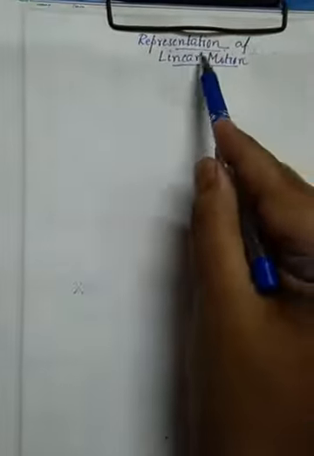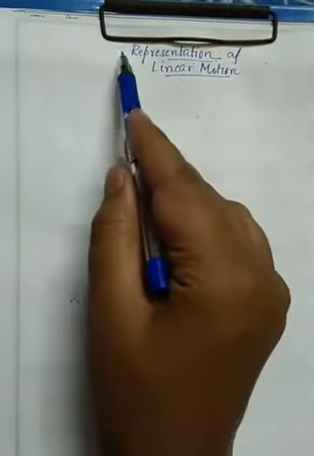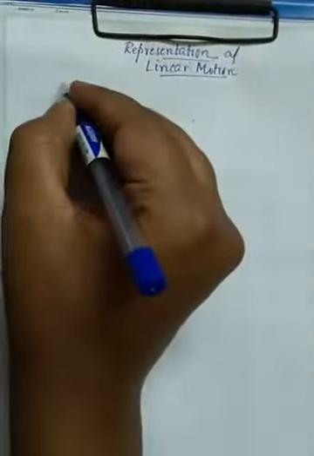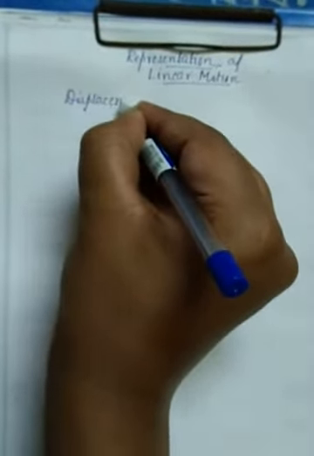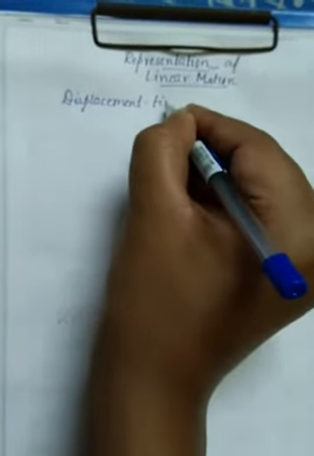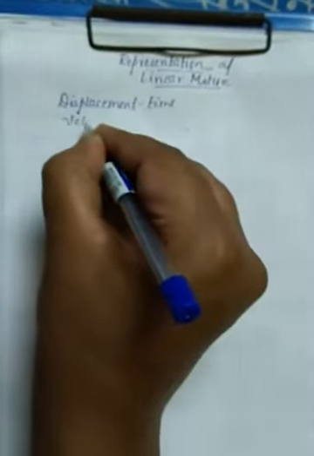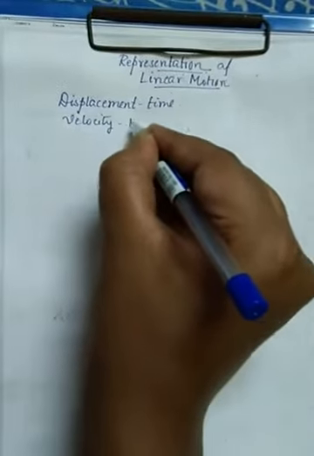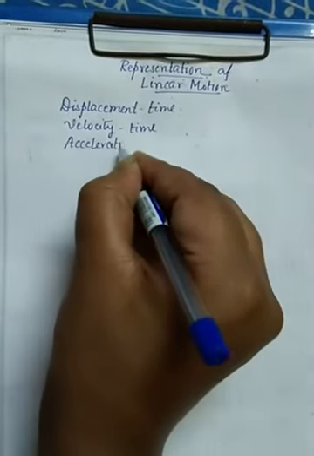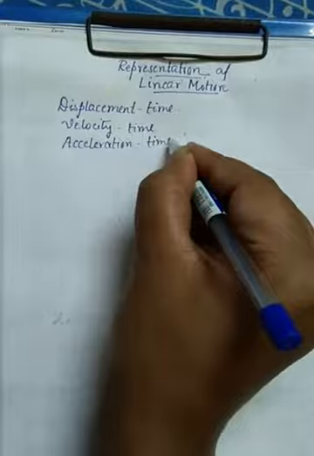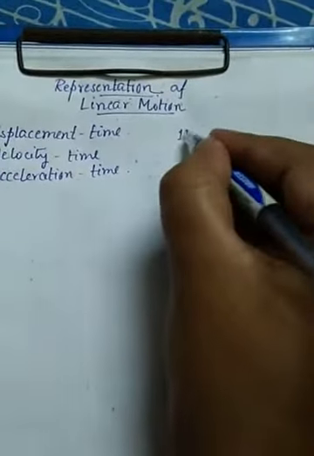Good morning, students. Today we shall discuss the representation of linear motion, basically graphical representation of linear motion. So what type of graph shall we draw here? First of all, we shall draw the displacement-time graph. Secondly, we draw the velocity-time graph. And the third one is the acceleration-time graph. And now we are talking about one-dimensional motion.